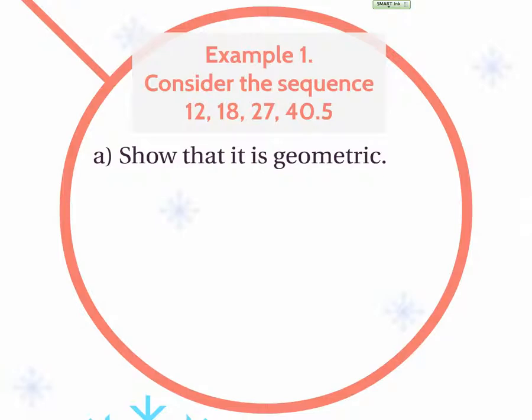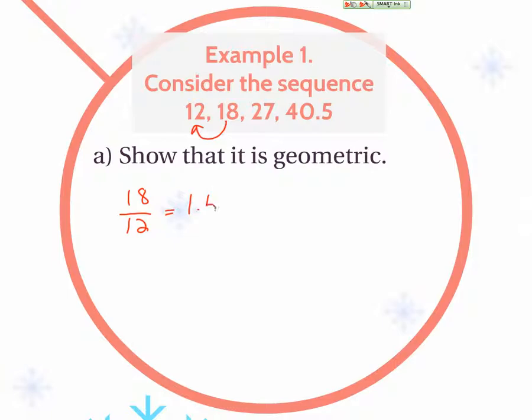Okay, so we need to find the common ratio. Show that that's geometric. So take a number, divide it by the previous number. So 18 divided by 12. What do you guys get?